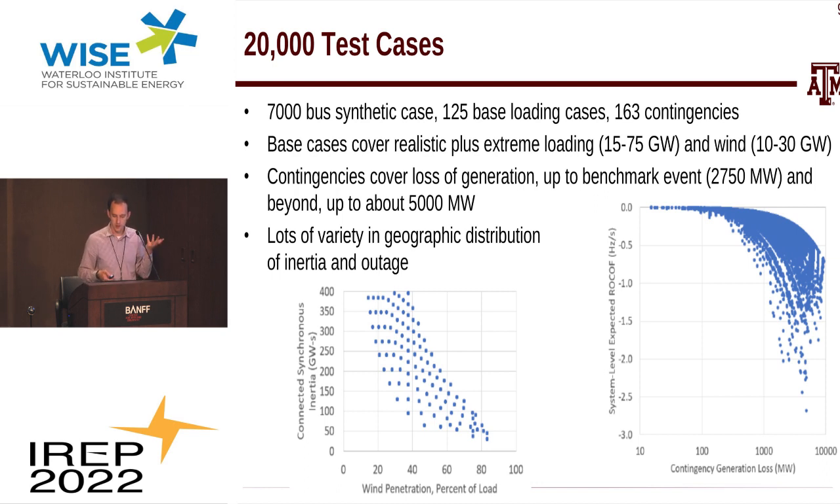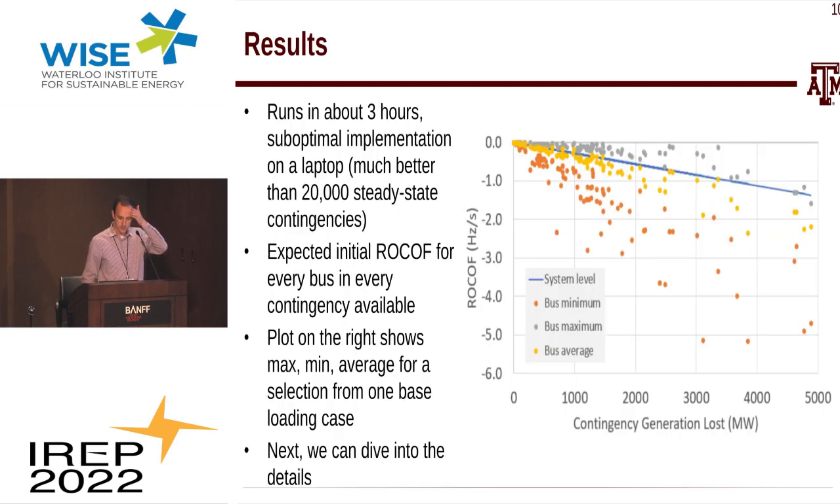And so here's a picture of the results. It just runs in a few hours and much faster even than a steady state contingency analysis. And then you get these results where this blue line is showing, okay, we have a contingency generation loss. This, by the way, is just one loading case. And this is the initial metric that I showed for system-wide level, what the Rokoff should have been, and then the calculated values for what it would have been at each individual bus, summarized by the maximum, minimum, and average. So there's a lot of data on that one chart.